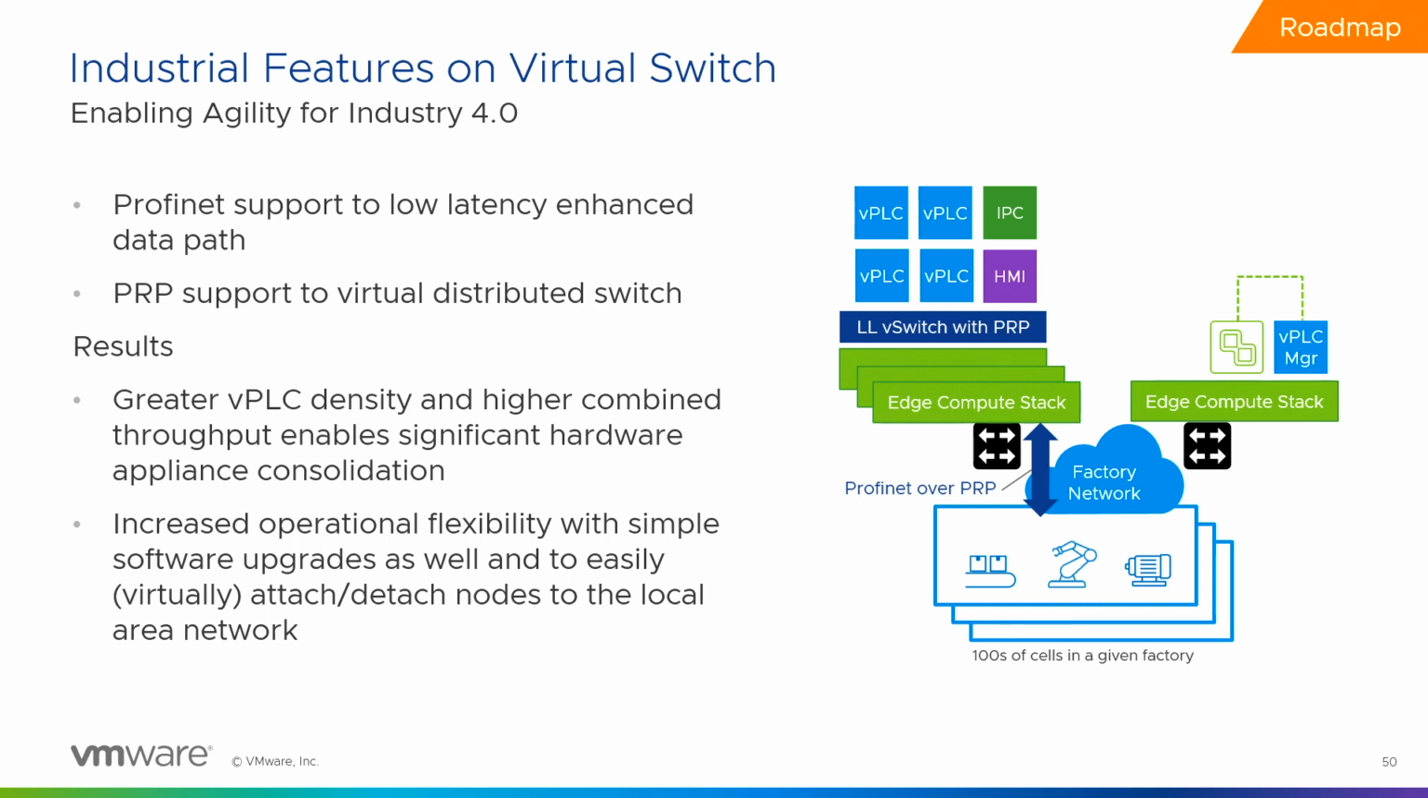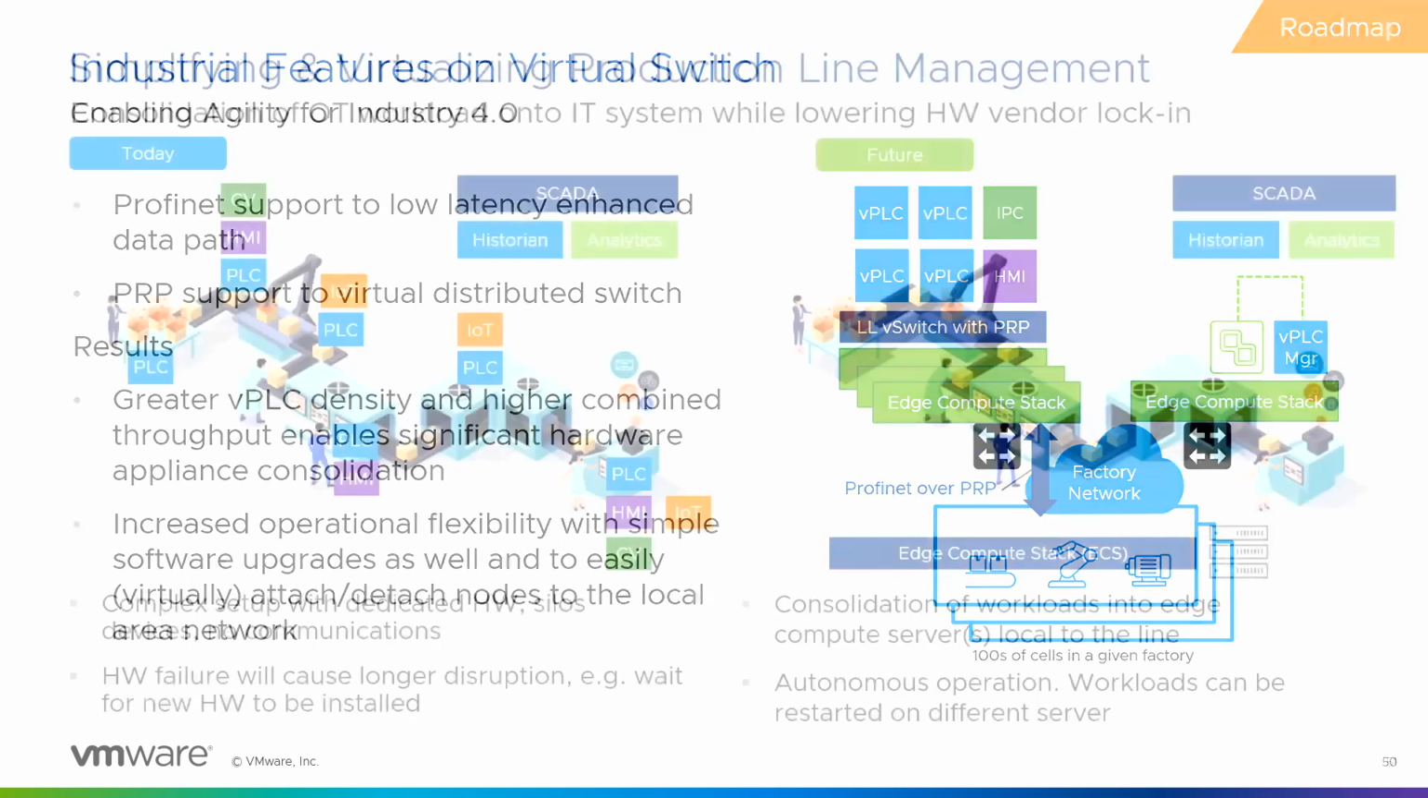So again, it's about Profinet support and PRP support. If you are familiar with OT protocols, PRP is one of the requirements to be able to replicate a packet between a virtual PLC and I/O devices across two different networks. Whichever one makes it to the other side will be used, and the duplicate one, if it gets there, will be discarded. So that will be supported in the real-time vSwitch.